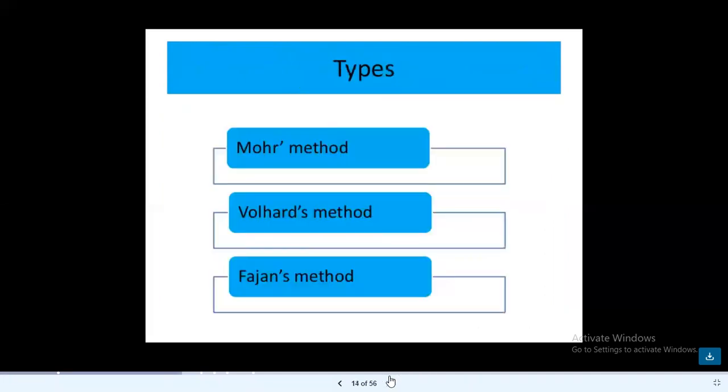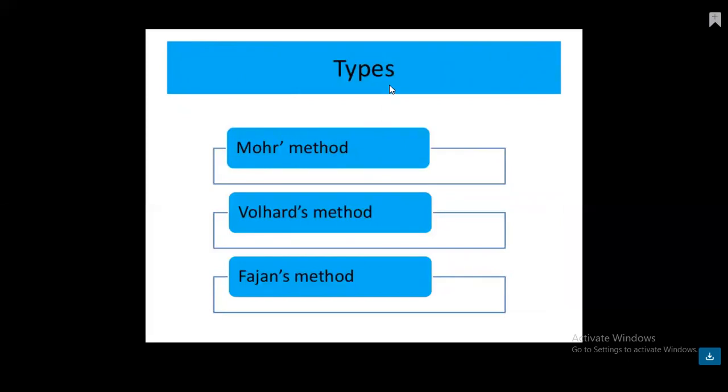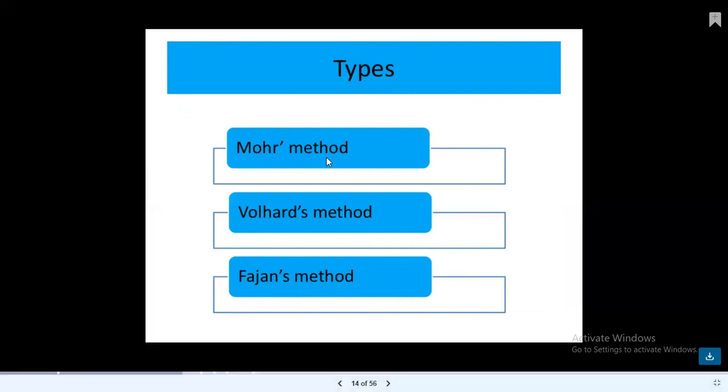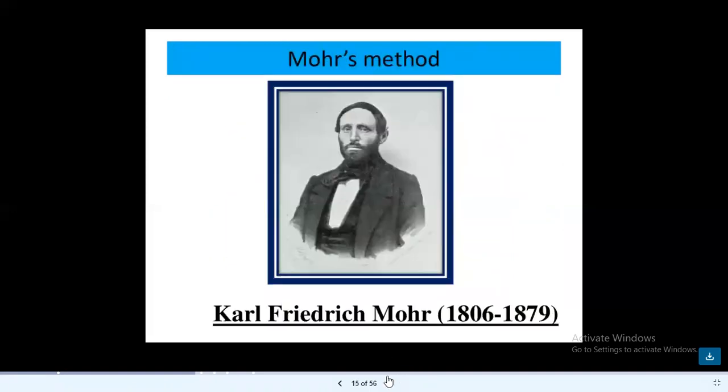in basic solution. We have three different types of precipitation titration; basically here we discuss the three different types of argentometric titration, in which we use silver nitrate as a titrant: Mohr's method, Volhard's method, and Fajan's method. These methods are named after their inventors. Now first let's discuss Mohr's method.